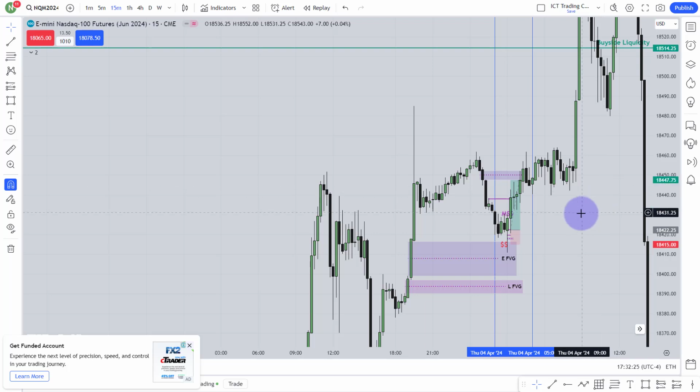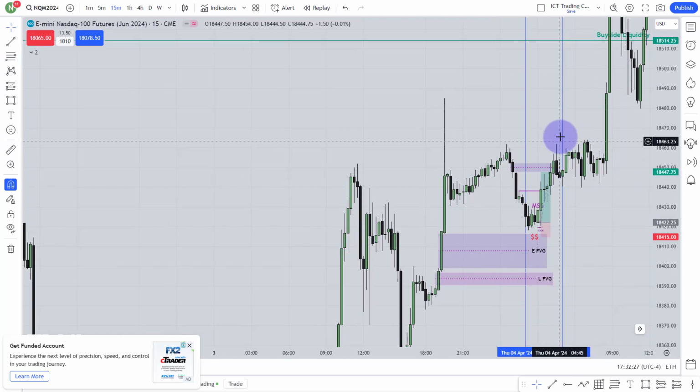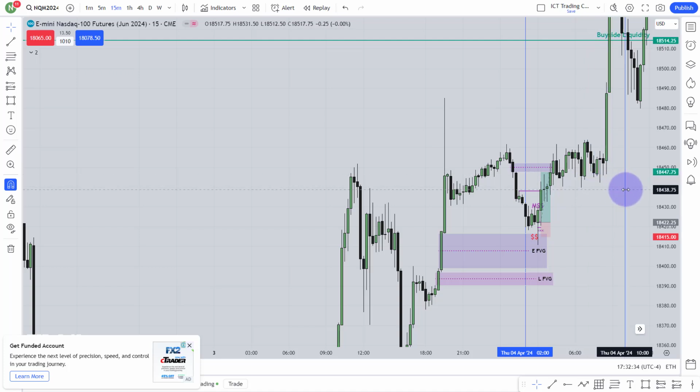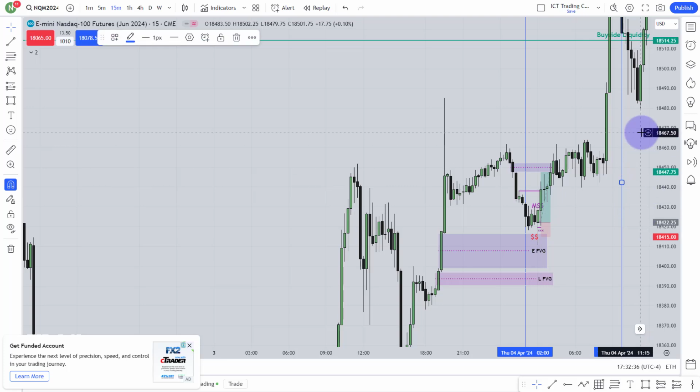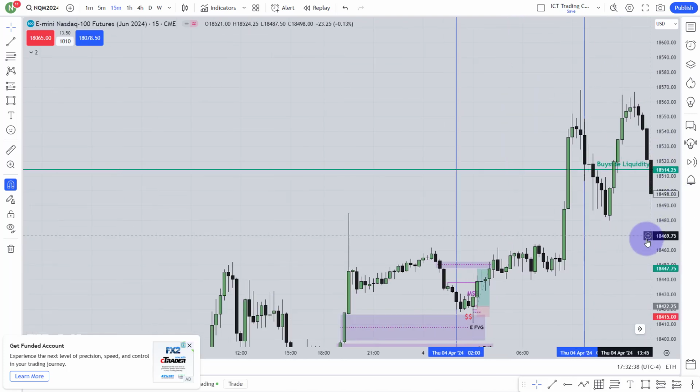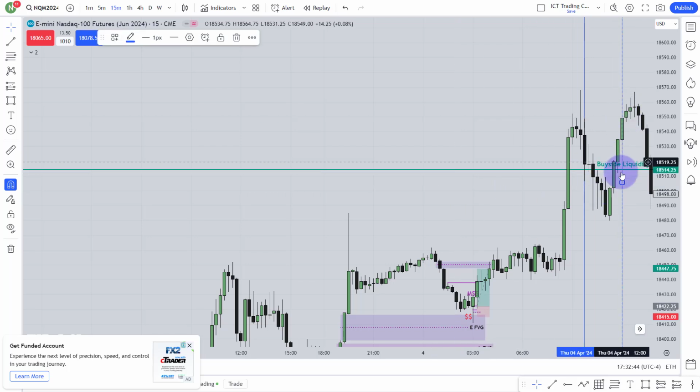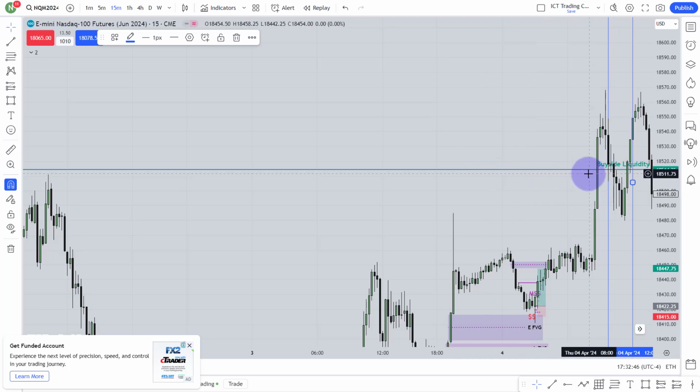Okay. So over here you can see this is the... Let me mark the AM session first over here. So the AM session starts around 9:30, so I'm gonna mark it from here. That is around 9:30, and the AM session is complete around 12. Okay. Now market has taken this relatively equal highs.